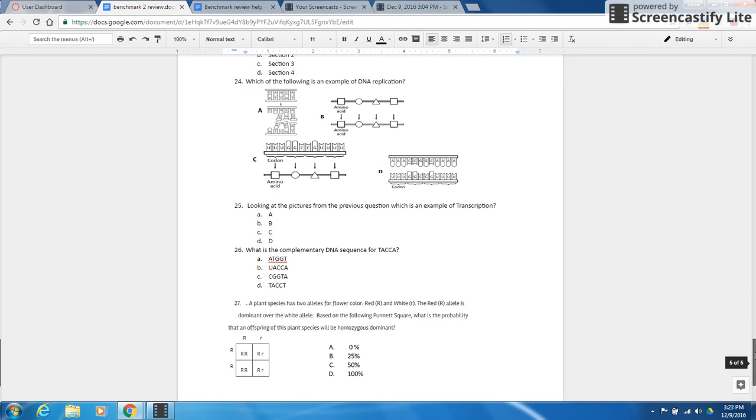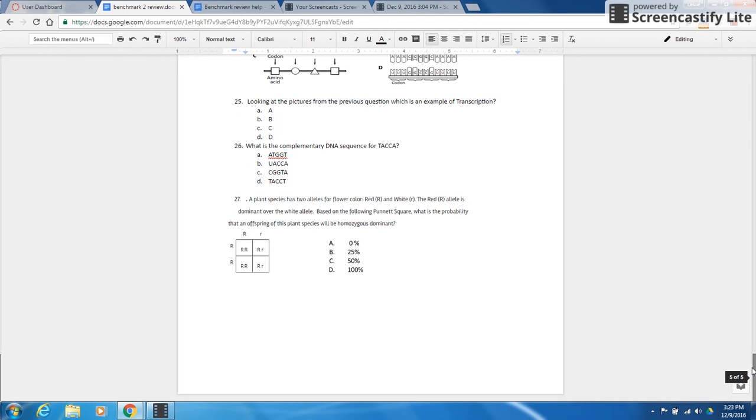Okay, 27 is one of those that we haven't done. It's a Punnett square. So if you run a heterozygous, hetero means different. So if I run a heterozygous red and then a homozygous red, what's the possibility that the offspring of the plant will be a homozygous dominant, which means it has to have 2 capital letters with it. So in this case, 27 is going to be C. It's 50% going to be homozygous.